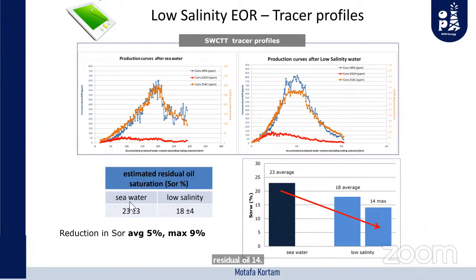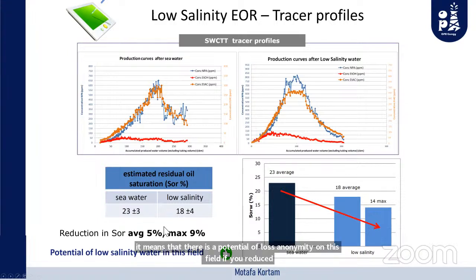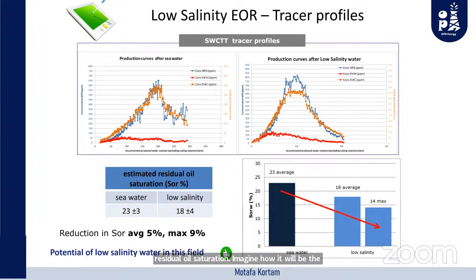We did the same analysis in another well, and we obtained these ranges. So if you consider the reduction in the residual oil from 5 to 9%, it means that there is potential for low salinity in this field. If you reduced the residual oil saturation of the whole reservoir by 9%, imagine what the recovery would be if you applied it in the whole field. Of course, it depends on the reservoir volumes. So this is the technology.